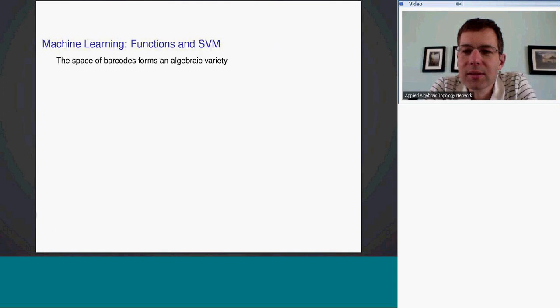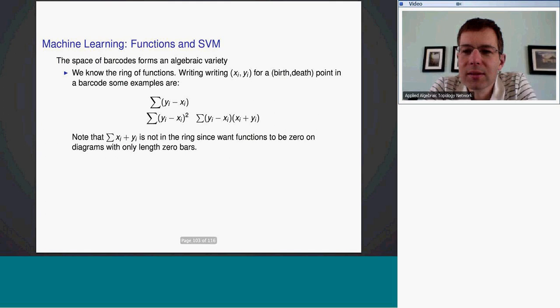Okay, so that's a visualization of this process. I'm also going to try and do this in an automated way, so I can imagine scaling this up to a much larger database. So I'm going to use the fact that the space of barcodes forms an algebraic variety, and I'm going to use functions from that algebraic variety to embed the space of barcodes into Euclidean space, where then I can just apply normal machine learning methods.